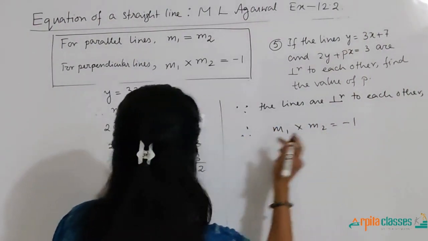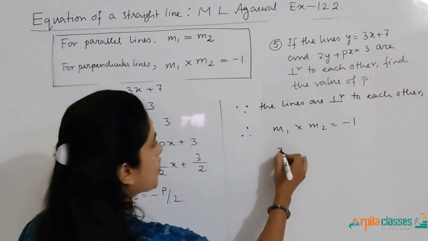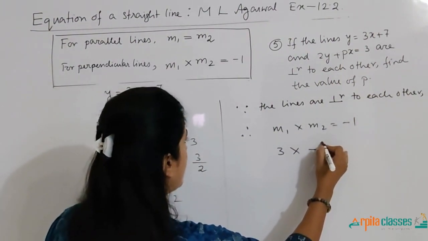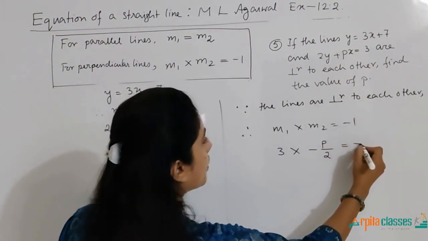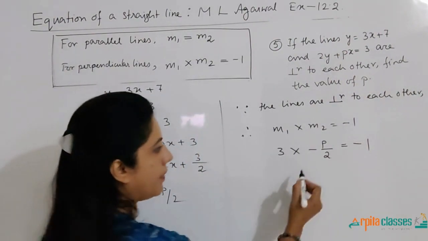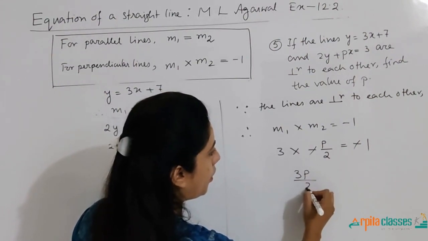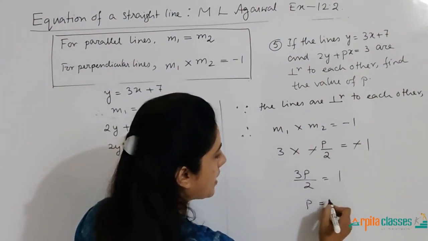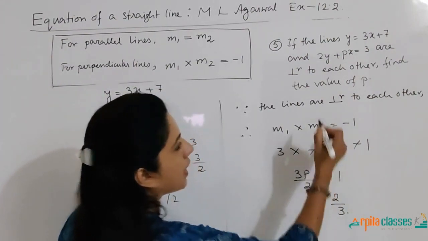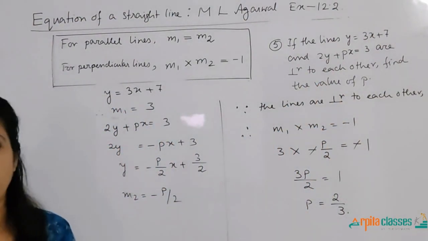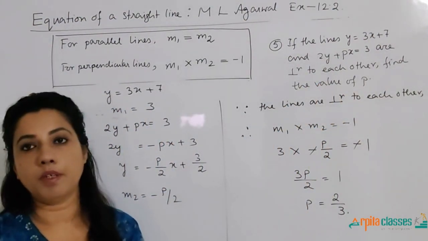Now what is your m1? m1 is your 3. So 3 into minus p upon 2 is equal to minus 1. From both sides we can cancel minus and minus. So 3p upon 2 equals 1, so p is equal to 2 upon 3. They are asking for the value of p. So we get the value of p as 2 upon 3.